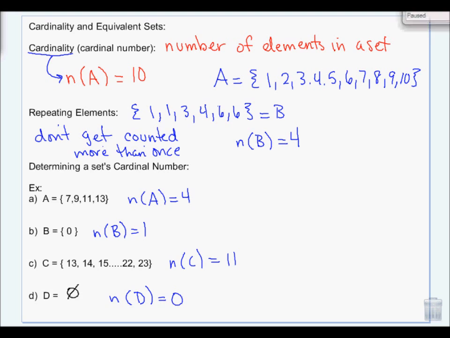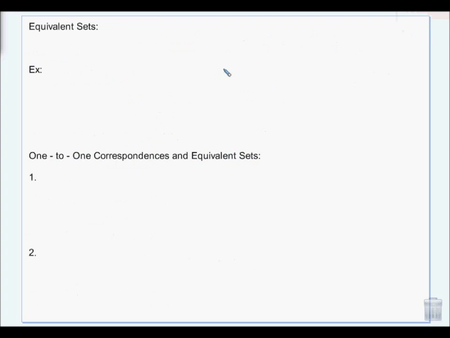Okay, so equivalency. Equivalent and equal are not the same thing. Two quarters are equal, but a quarter and then 2 dimes and a nickel are equivalent. Does that make sense? The quarters are equal because they're the exact same coin. The quarter is equivalent to 2 dimes and a nickel. They're not the same, but they have the same value. And so that's what equivalent sets are like. They contain the same number of elements.